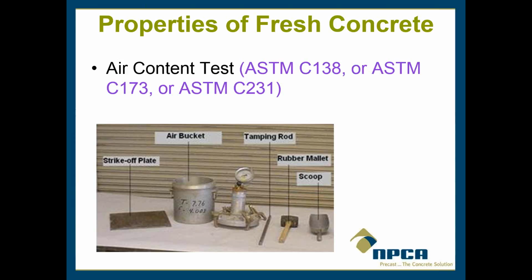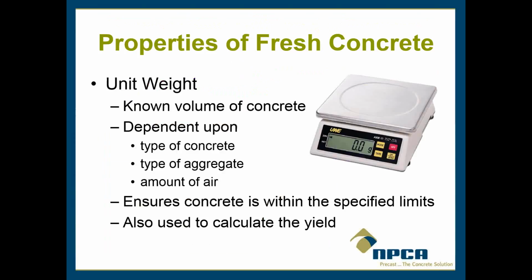ASTM C173 is the volumetric method. C138 is used for density, yield, and air content. It's used less often after you find a relationship between air content and density, so that one's not as commonly used. And then C231 is the pressure method.